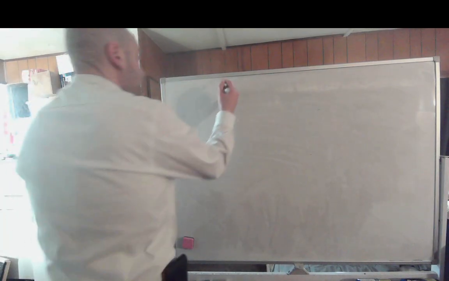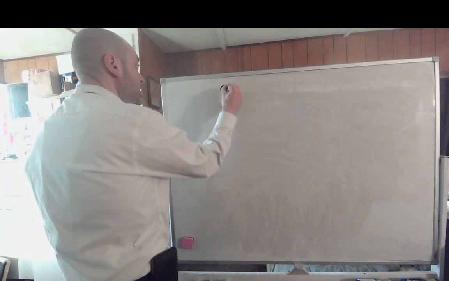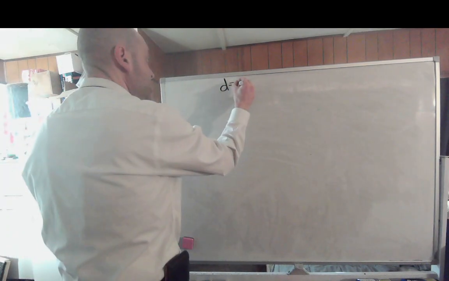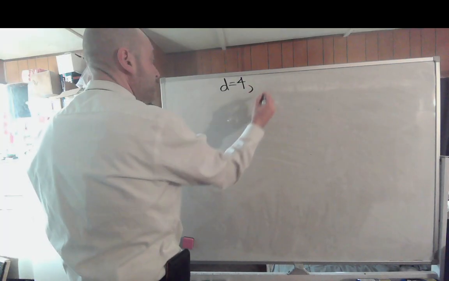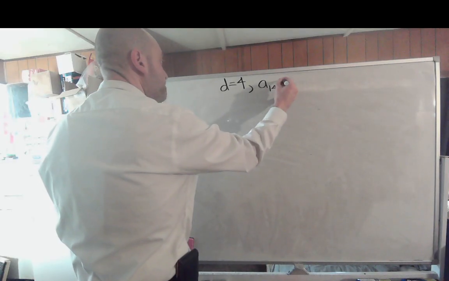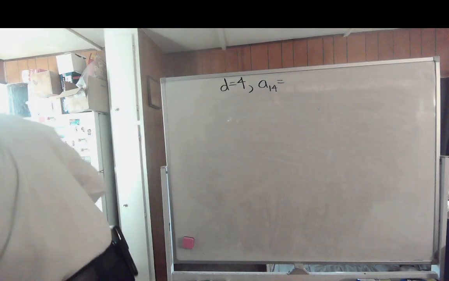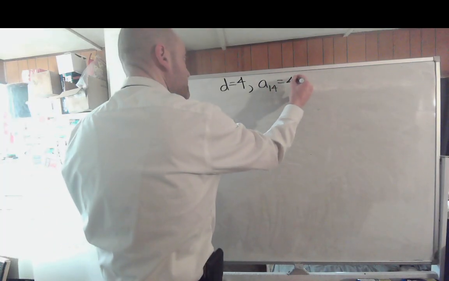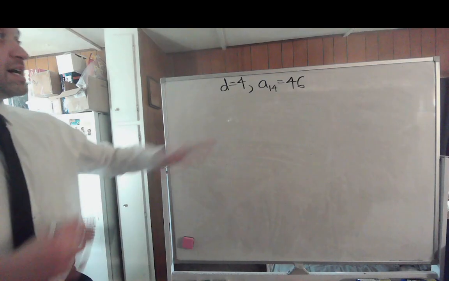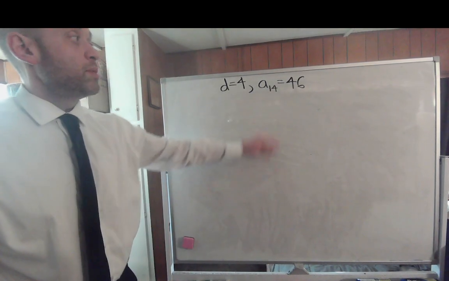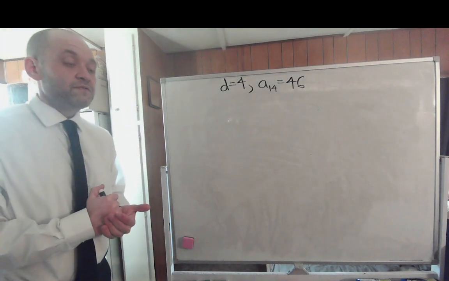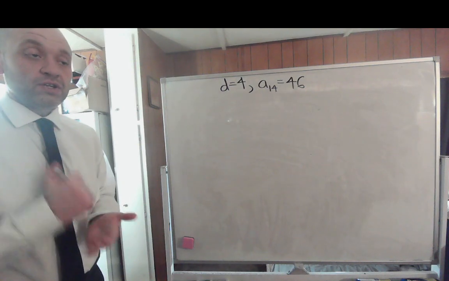Now, we are given an arithmetic sequence where the common difference is 4, but they give you the 14th term. The 14th term is 46. So all we know is the common difference is 4, and we know the 14th term is 46. We need to find the formula for the nth term.